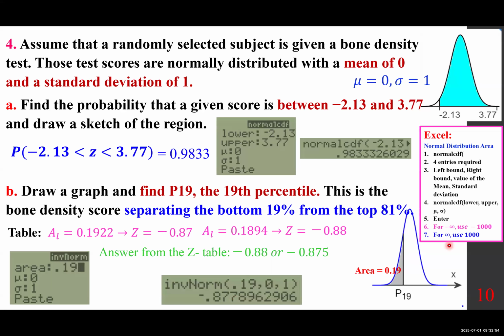Using Excel, this is how you use it. Just again, remember for negative infinity, you can use negative 1000. For infinity, you can use positive 1000. And this is normal distribution, normal CDF, cumulative distribution function.